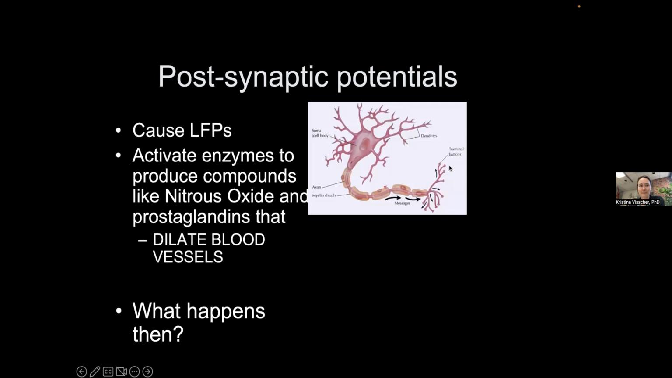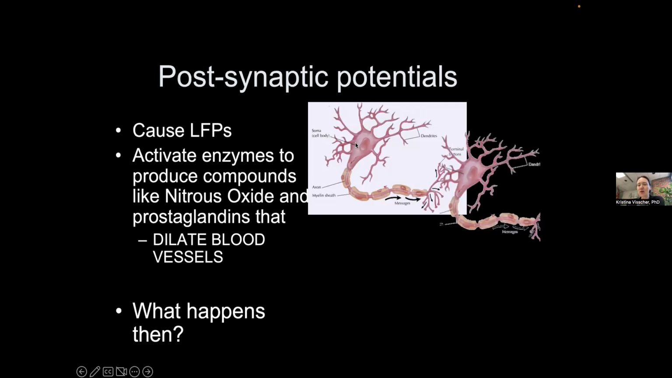Okay, what happens is when a neuron sends a signal to another neuron, that causes there to be enzymes that produce compounds like nitric oxide and prostaglandins that dilate blood vessels nearby. You don't have to know the details of this, but you have to know that there's a dilation of blood vessels nearby, causing an increase in the amount of oxygenated blood in that area. And when there's an increase in oxygenated blood, we can measure that using MRI.